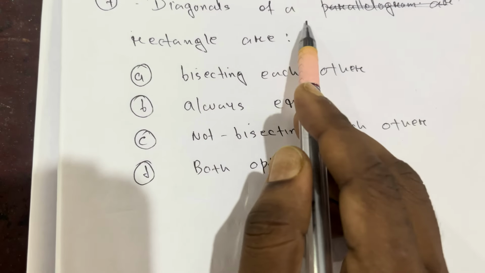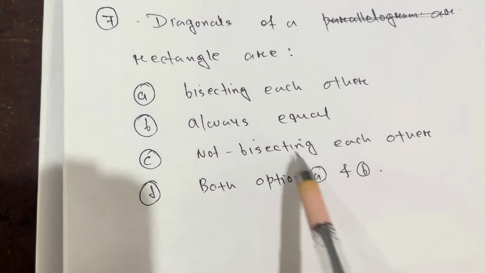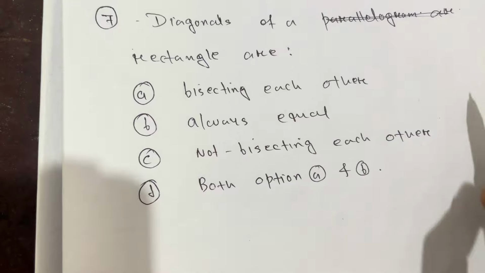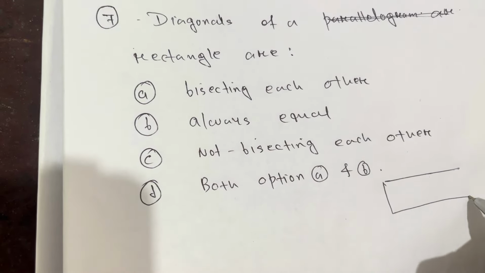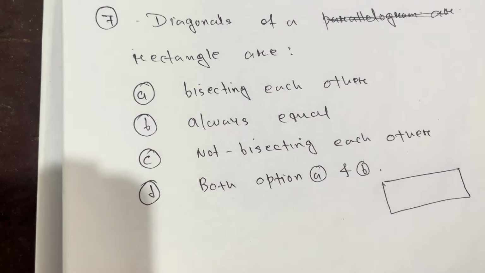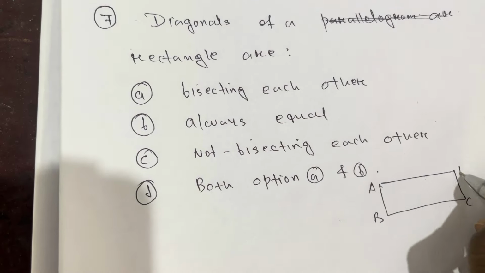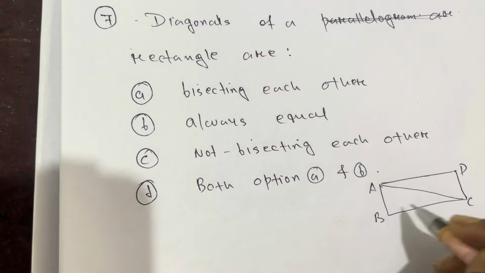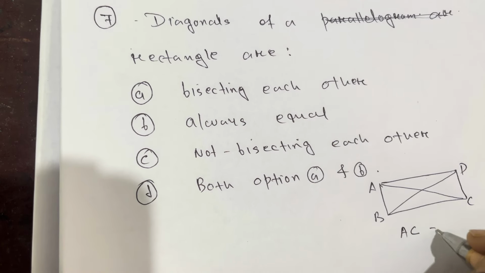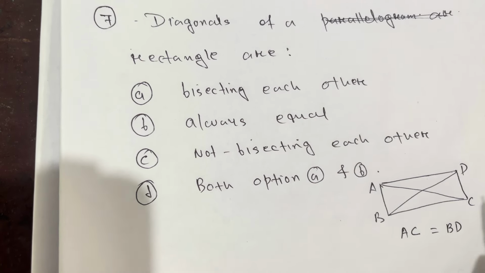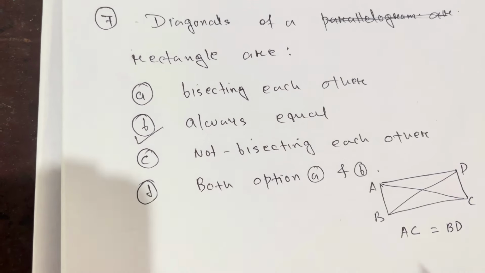Question number 7. Diagonals of a rectangle. So already you know that this is a rectangle. Rectangle means opposite sides are equal, like our board structure, yes or no? So ABCD is a rectangle. If you join AC and BD, you will get 2 diagonals, and you can always say the diagonal AC is equal to diagonal BD, right? So diagonals are always equal. So we got this answer.